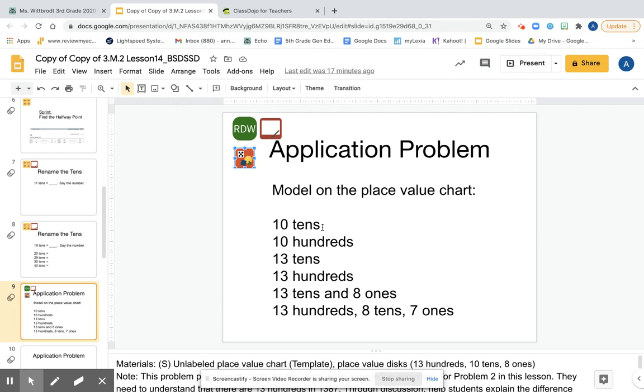The application problem is asking you to model on the place value chart 10 tens, 10 hundreds, 13 tens, 13 hundreds, 13 tens and 8 ones, 13 hundreds, 8 tens, and 7 ones. So we're going to break this down a little bit.